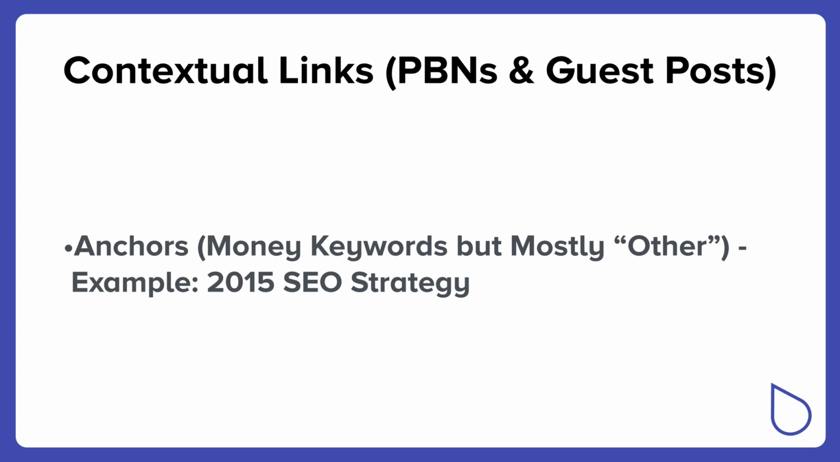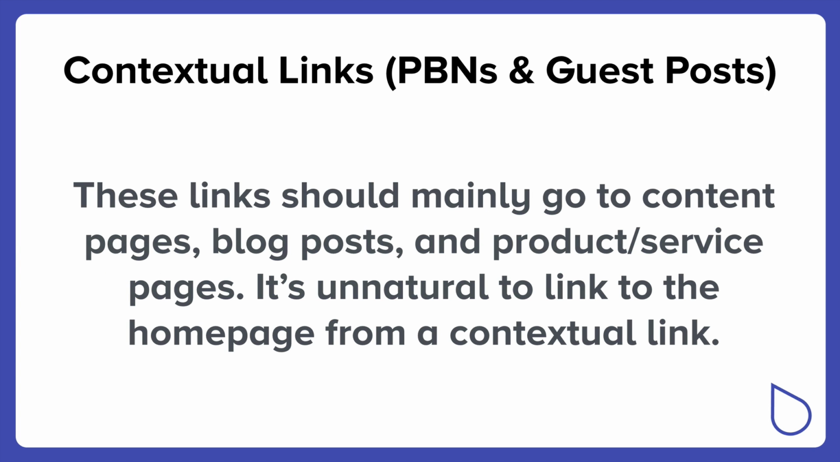So for example, the anchor for one contextual link could be 2015 SEO strategy for Drip Apps. These links are mainly going to be going to content pages, blog posts, and product service pages. For the most part, they are going to blog posts. It's very unnatural to link to the homepage from a contextual link. Just think about it again. If you're on a blog and someone links out to another resource like horseback riding tips, it doesn't necessarily make sense to go to the homepage. Sometimes it does, but for the most part, it's going to be going to a blog post about horse riding tips. So something to think about there.